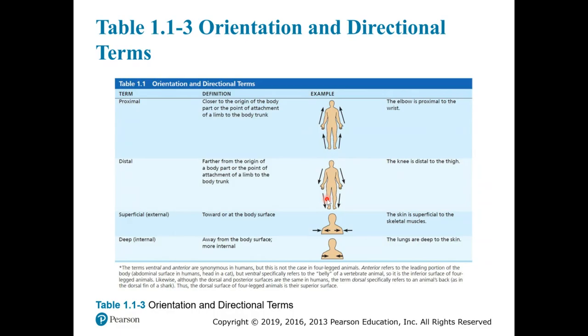The knee is distal to the thigh. A name for the thigh, but we'll get to that in a moment. So proximal and distal in the arms and legs. Superficial and deep. Superficial is toward the surface of the body. Deep is away from the surface of the body. So the skin is superficial to the skeletal muscles, and that makes the skeletal muscles deep to the skin. Sure hope so.